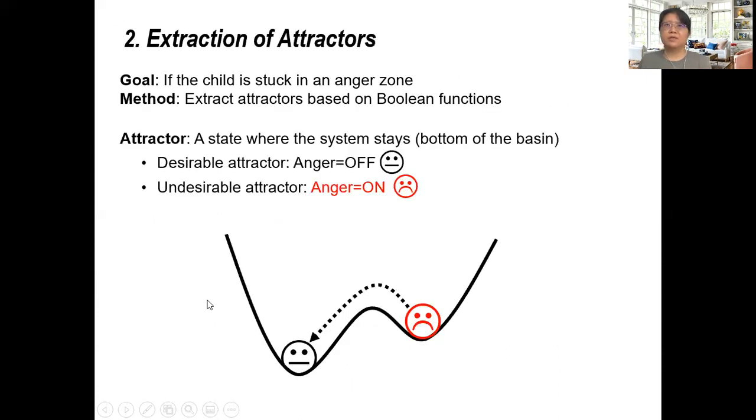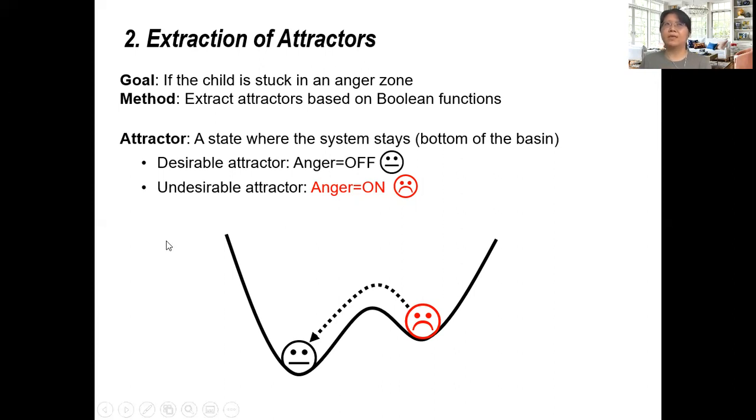The second step is to extract the attractors and to find if the child is stuck in an anger zone. And the method is to use the estimated Boolean functions to derive this attractor, which I will tell you about momentarily. And here I want to highlight that an attractor is a state where the system tends to stay. You can think of it as the bottom of a bowl, and if you drop a marble, it will be attracted to the bottom. That's why it's called an attractor. In the dynamical system world, there are states of a system where the system tends to stay. So that's what we call an attractor in this context.